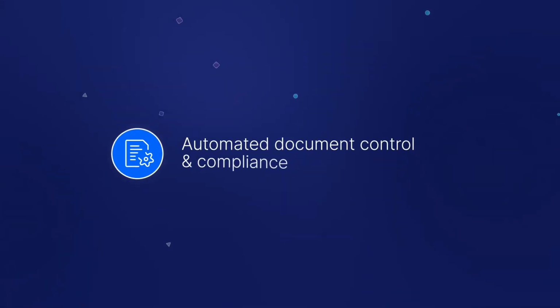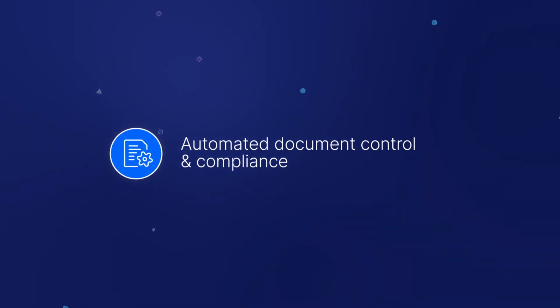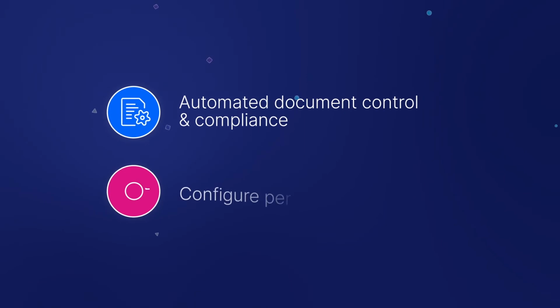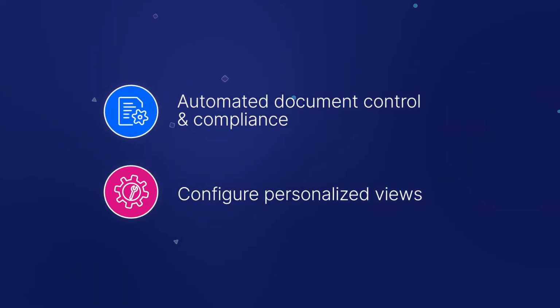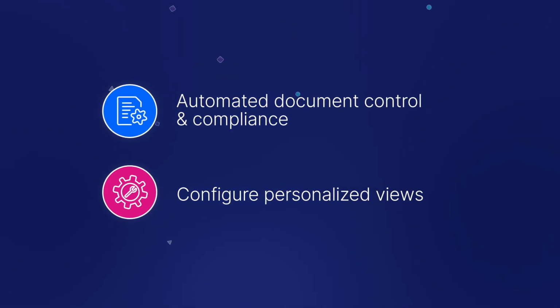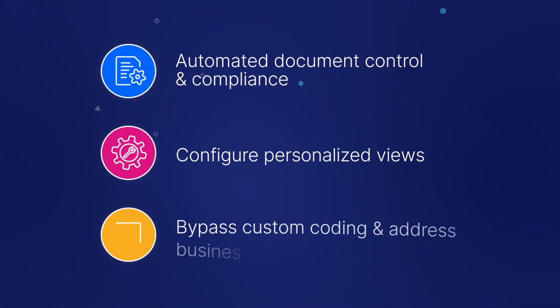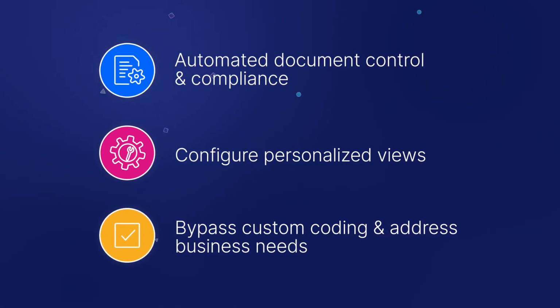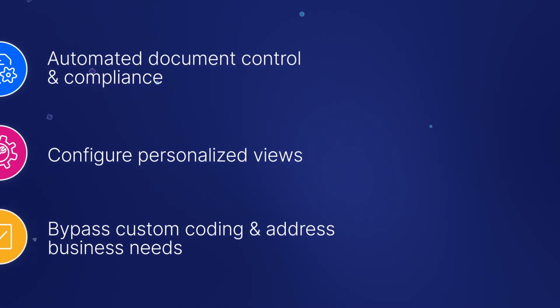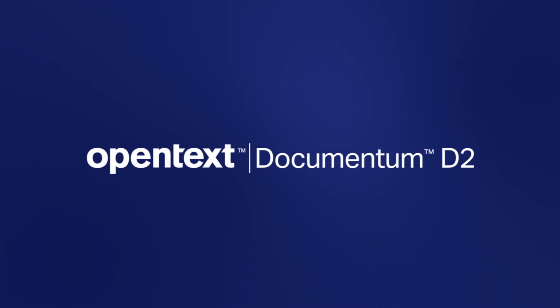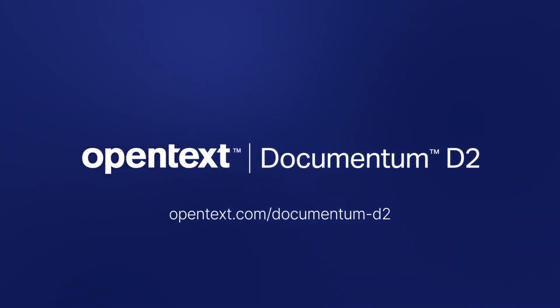Documentum D2 provides automated document control and compliance with enterprise governance policies. Easily configurable personalized views of content housed in Documentum. A powerful configuration tool that allows administrators to bypass custom coding and address changing business needs without having to fully customize business applications. Transform the way your business thinks about productivity with D2.